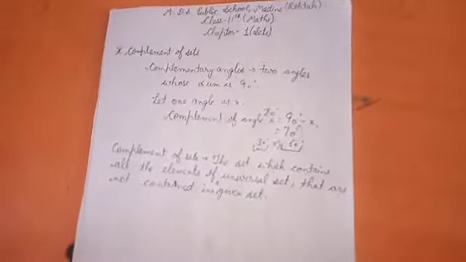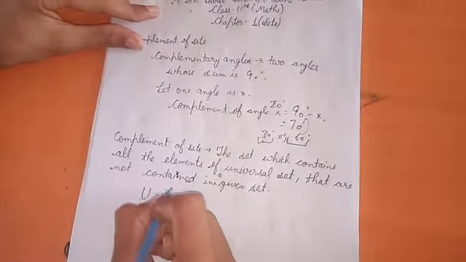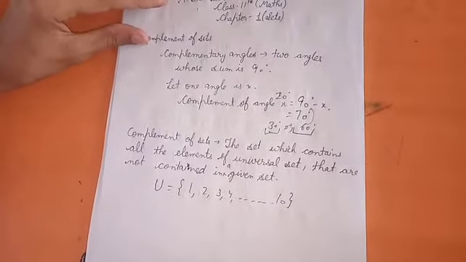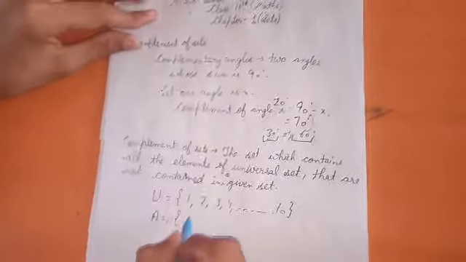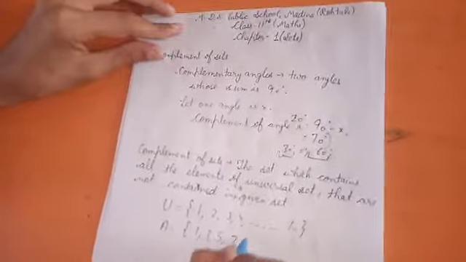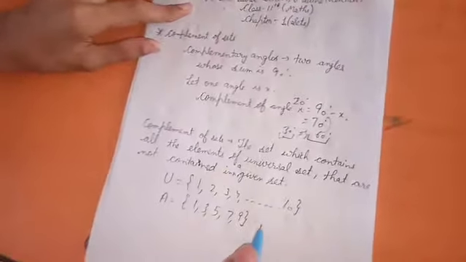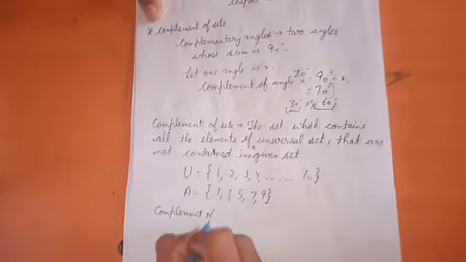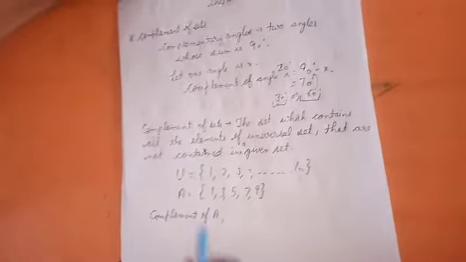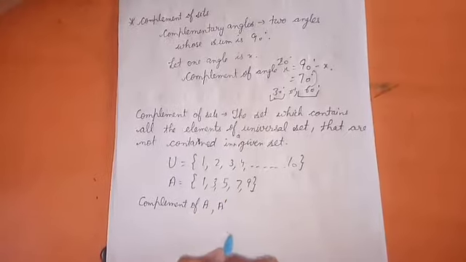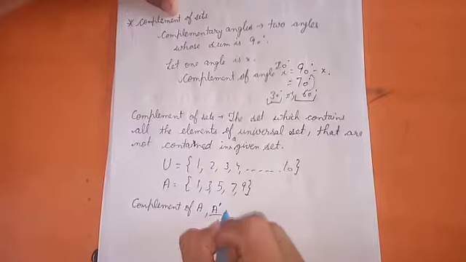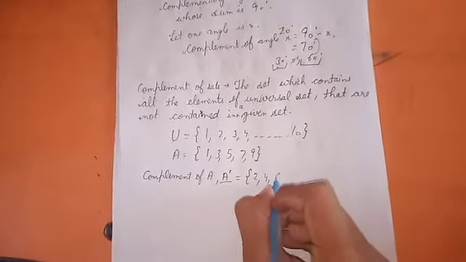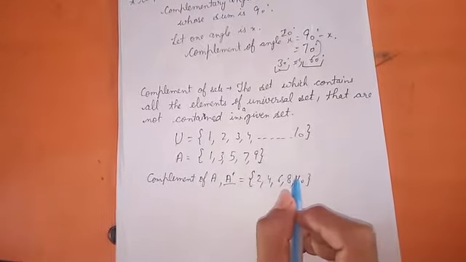Okay, you can understand this by example. Let us assume we are given U as 1 2 3 4 till 10, and a set is given to us as A, that is 1 3 5 7 9. And now we have to write the complement of A. Complement of any set is represented by the set with a dash, and we say it A dash or complement of A. This will be what? All the elements of U that are not in A, that are 2 4 6 8 and 10. I hope you understood it.